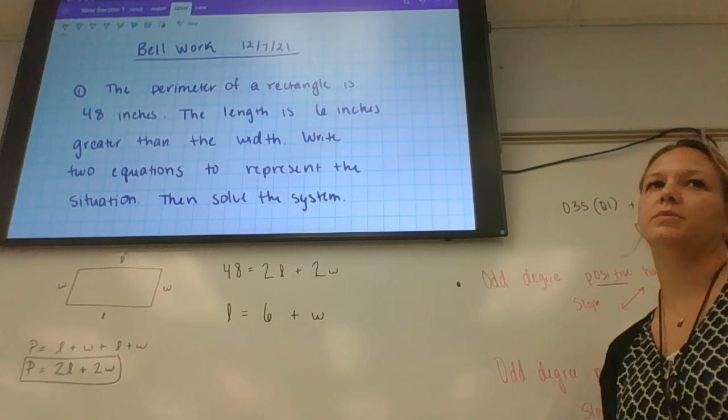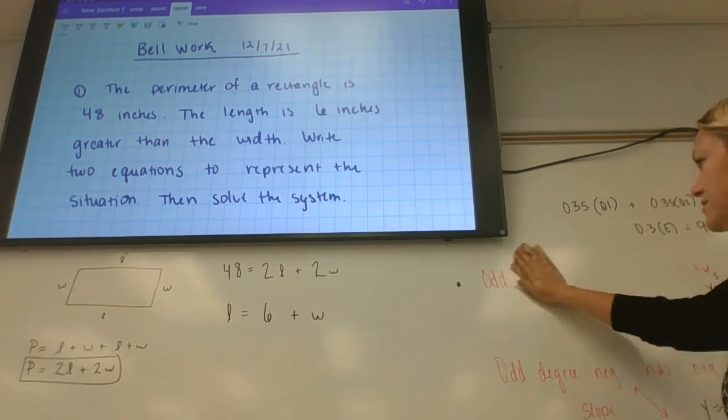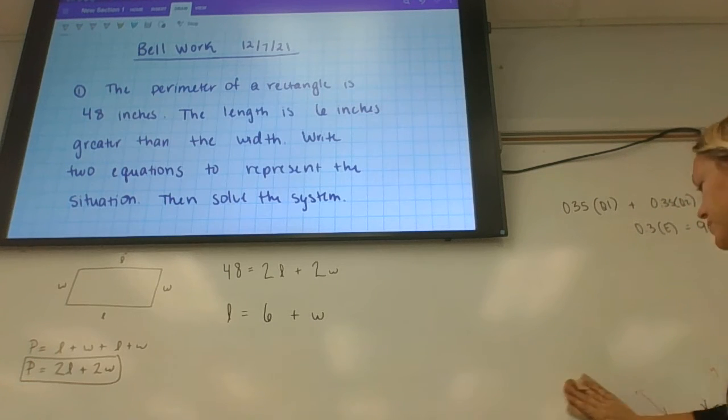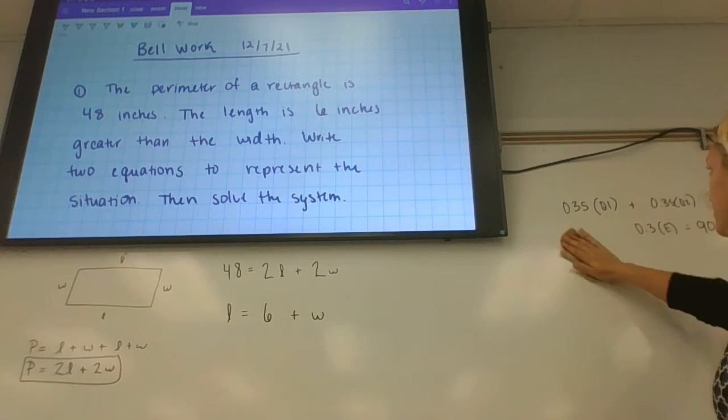Okay, so here's where the application comes into play. This is a system. You should be able to either graph, eliminate, or substitute.